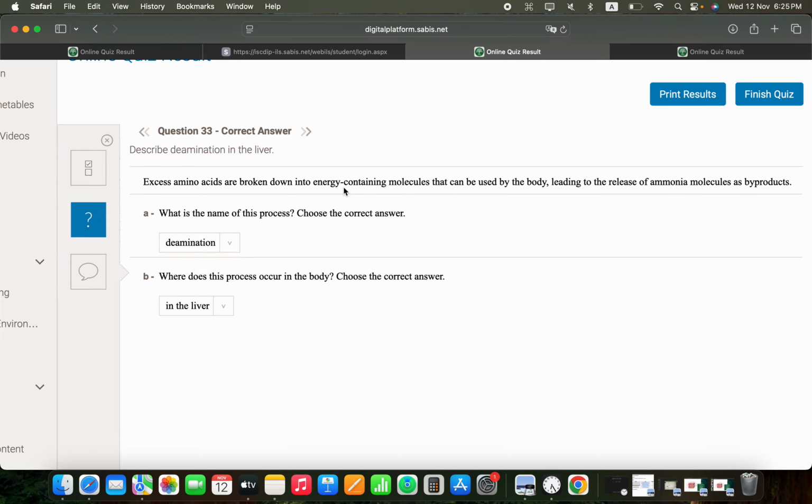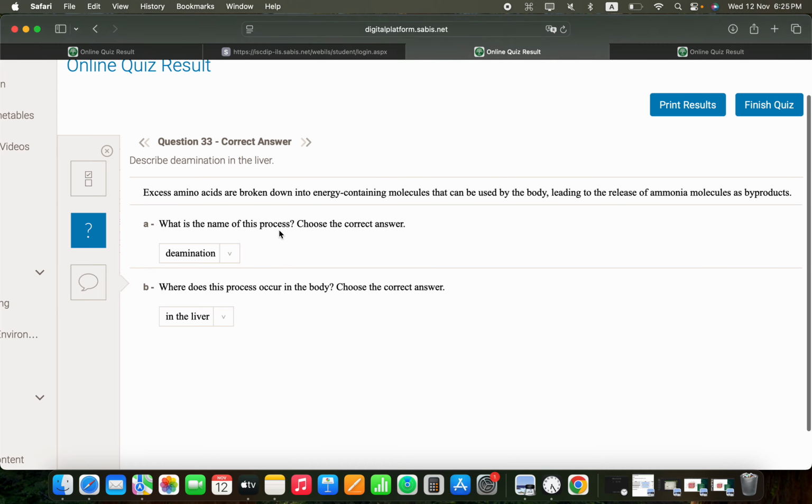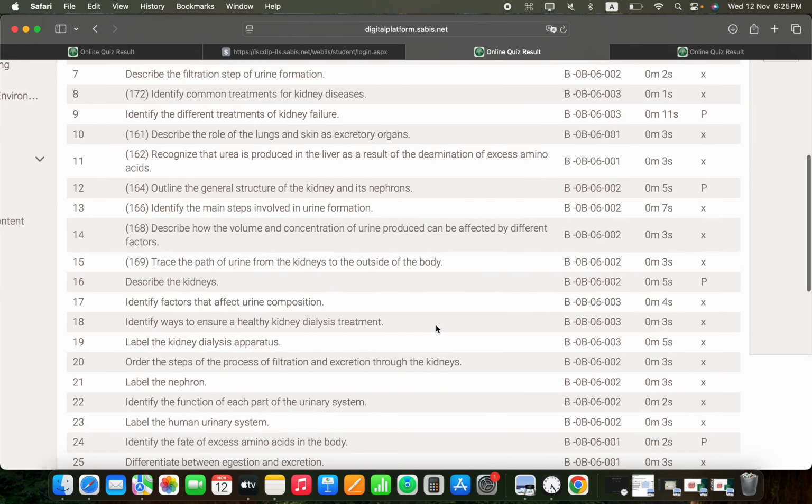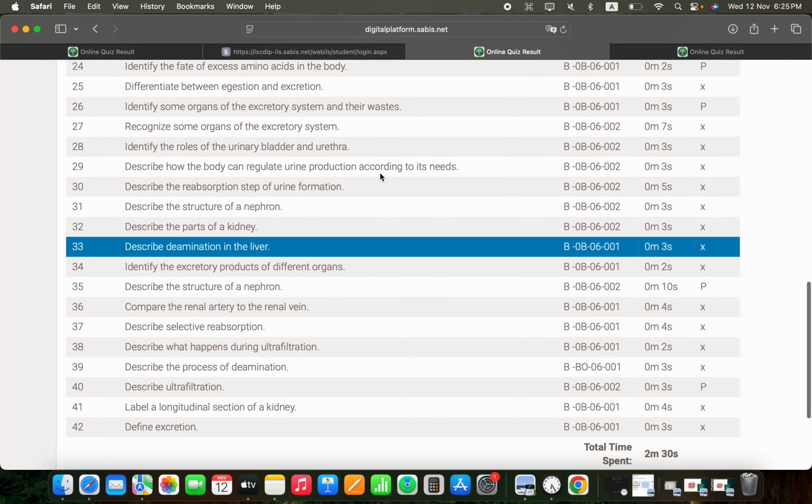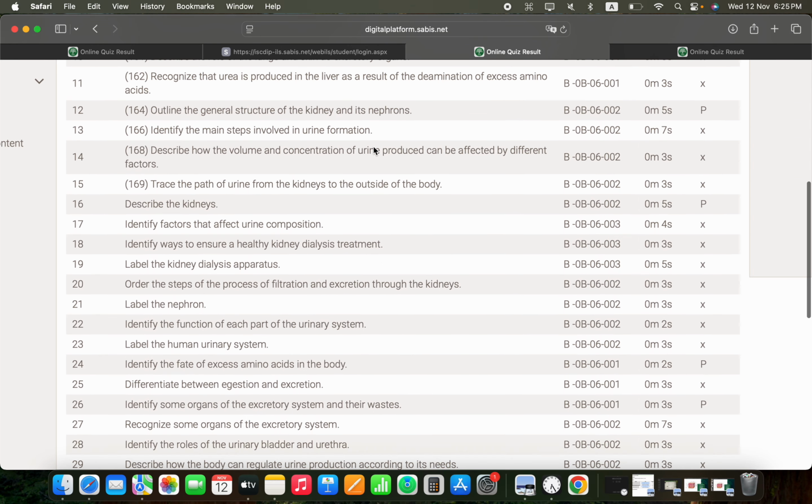So they'll definitely ask this question. You need to know what deamination is and where it's taking place. It takes place in the liver. Okay, that's pretty much it for this chapter.